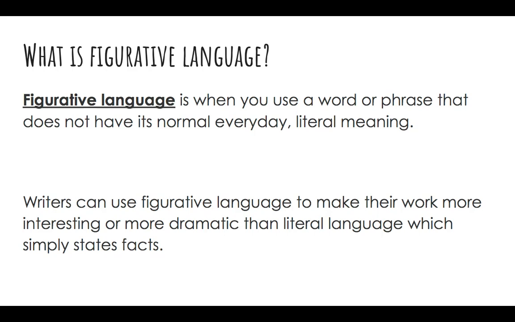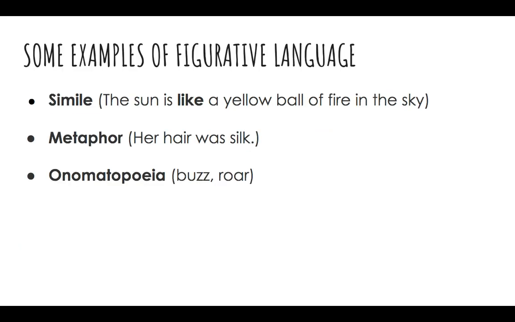Writers use figurative language to make their work more interesting or more dramatic than literal language, which simply states just the facts. I could say something like, I'm very hungry, and that would be me simply stating the facts. Or I could use an example using figurative language like, I could eat a horse, and then you really know how hungry I am. So here are some other examples of figurative language. We could talk about things like similes, metaphors, or onomatopoeia. Another one that we're going to talk specifically about today is idioms.